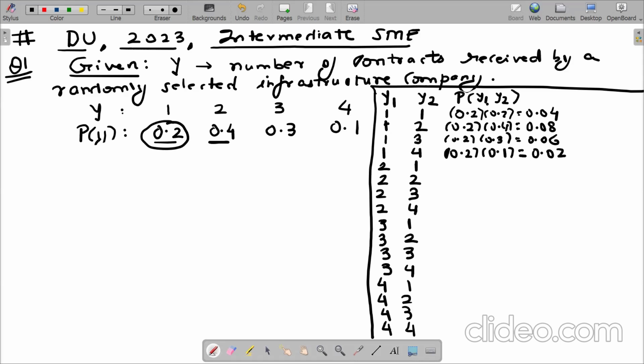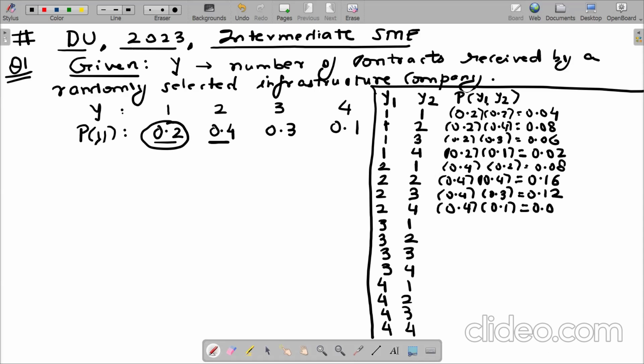Then 2, 1 means 0.4 times 0.2, which is 0.08. 2, 2 means 0.4 times 0.4, which is 0.16. 2, 3 means 0.4 times 0.3, which is 0.12. 2, 4 means 0.4 times 0.1, which is 0.04. 3, 1 means 0.3 times 0.2, which is 0.06. 3, 2 means 0.3 times 0.4, which is 0.12.